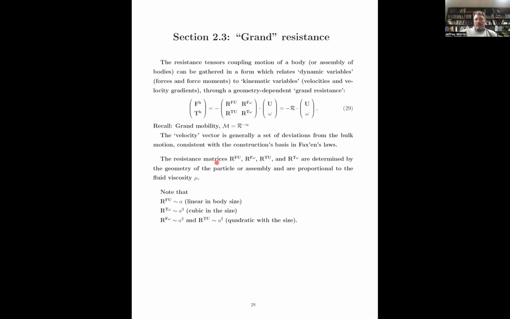Okay, and so each of these resistance matrices that are shown here, or tensors if you prefer, are determined by the geometry of all of the particles in the system in principle. But at the base level for a single body, we saw that R_FU scales with the particle size linearly. The R_TΩ term scales cubically with the size of the particle. And then these off-diagonal terms scale differently. They scale quadratically with the size of the particle. Okay.